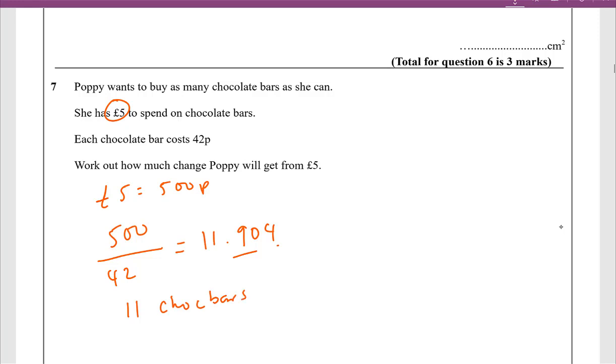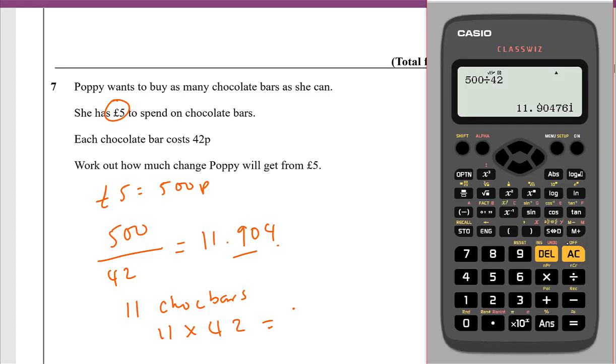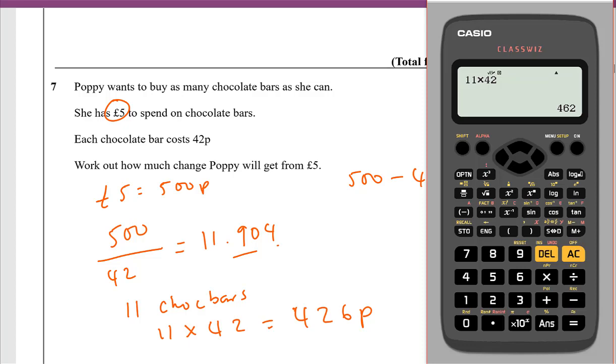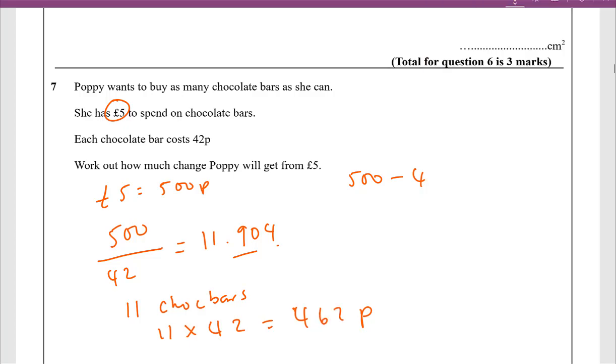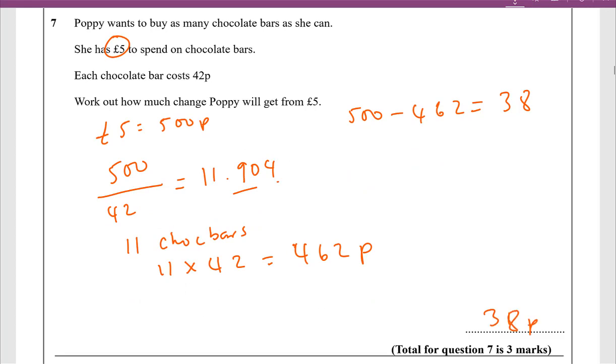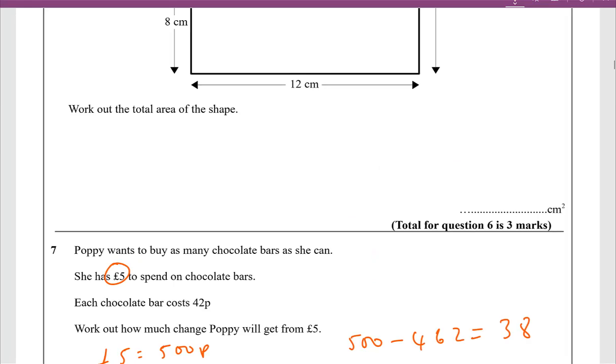And then 11 times by 42 pence. So it'll be 11 times 42, which gives us 462 pence. And how much change will she get? So we had 500 pence to start off with. So it'll be 500 take away 462, that gives us 38 pence. So the change you will get is 38 pence. And that's worth 3 marks, so make sure you show all the working step by step.